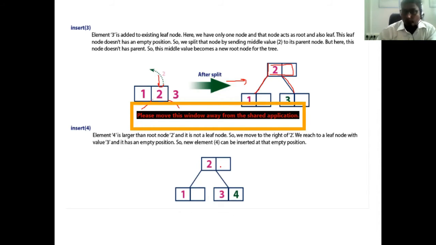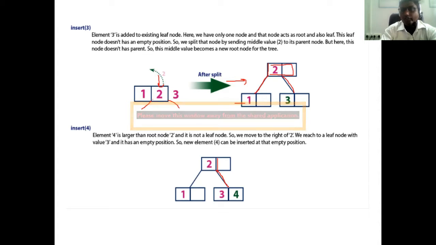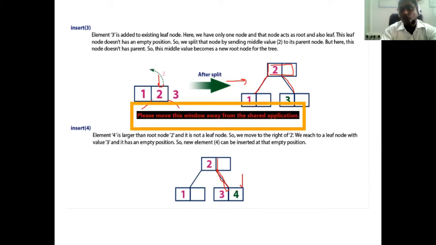So compare with 2. 4 is greater than 2. So from this particular pointer, we have to visit that particular node. That means we will go to whatever child address 2 has. We have to visit this, and after 3 we need to add the 4. So we have inserted 4 over here.